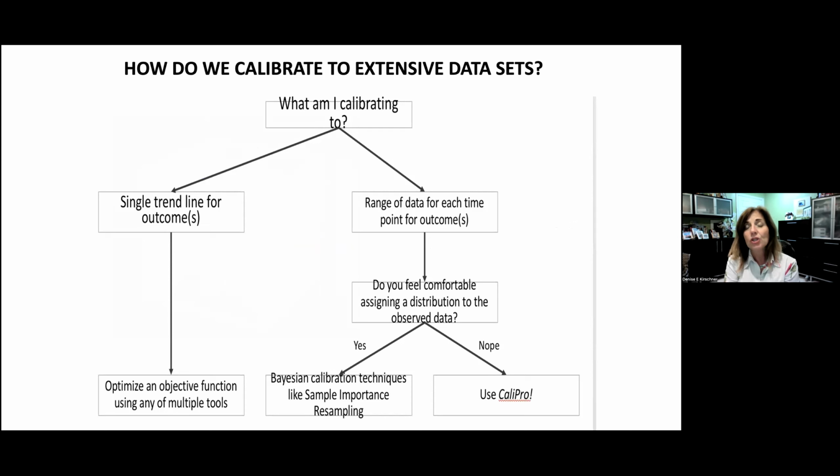Okay, so now the next question, and this is important for many modelers, is how do we calibrate to lots of different types of data? The first thing you should ask yourself is, what are you calibrating to? If you're calibrating to a single trend line for your outcomes, then you can just use typical, probably least squares kinds of things, objective optimizing tools. But if you have a range of data for lots of different time points and lots of different data you're trying to fit, you have to ask yourself, do you feel comfortable assigning a distribution to that observed data? If you are, then you can use things like Bayesian calibration or sampling, importance resampling kinds of approaches. But if you don't, we've created a program called CaliPro, which can help you calibrate your model.